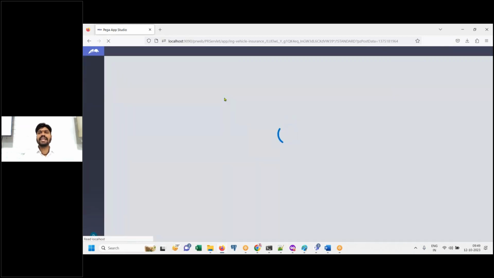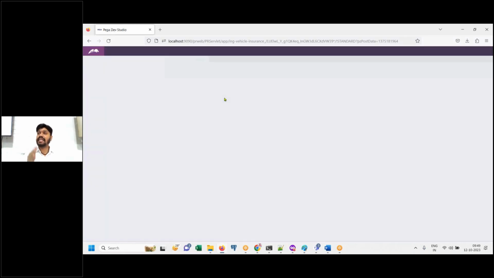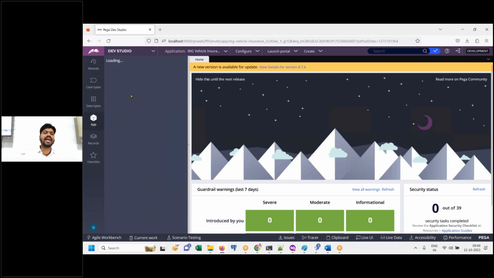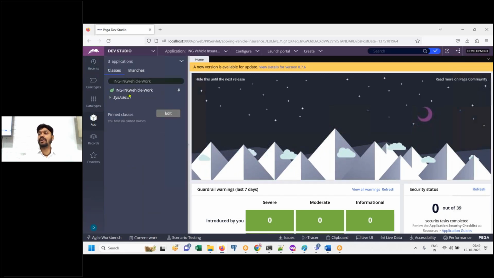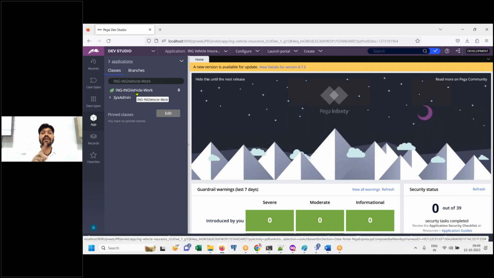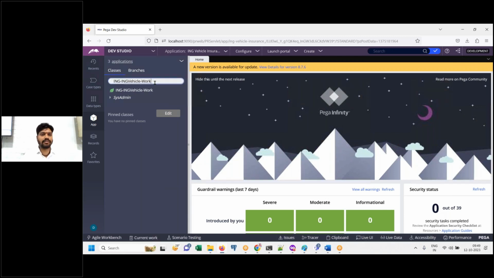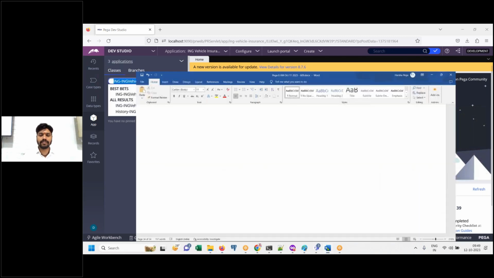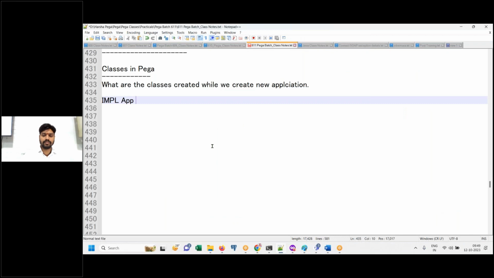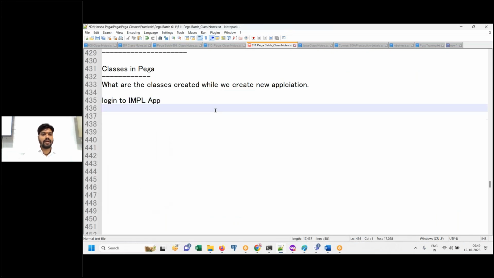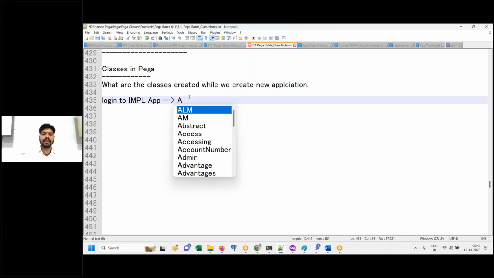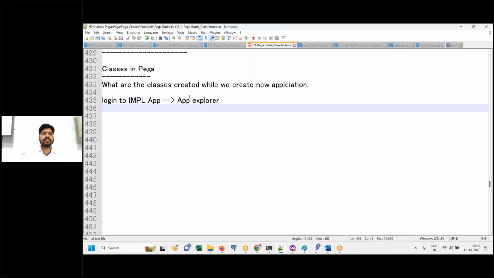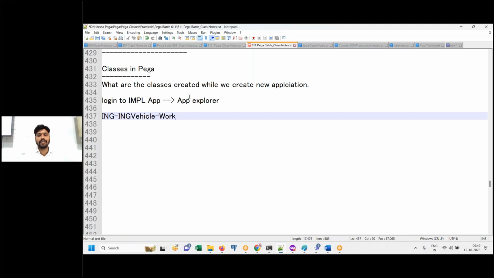When we create the implementation application, at the time of creating the application itself, Pega has created so many classes. These are not predefined. These are being created while we create the application. Log into implementation, you'll see this. After that, go to App Explorer. If you go to App Explorer, you'll see this.